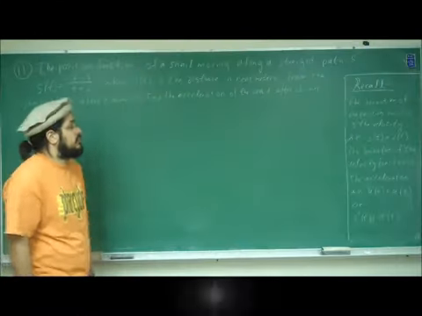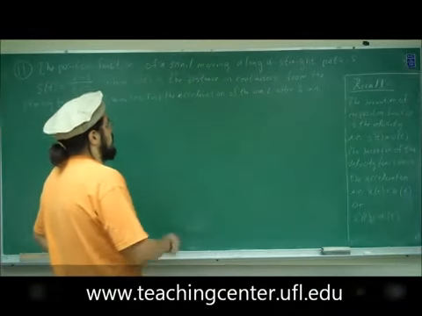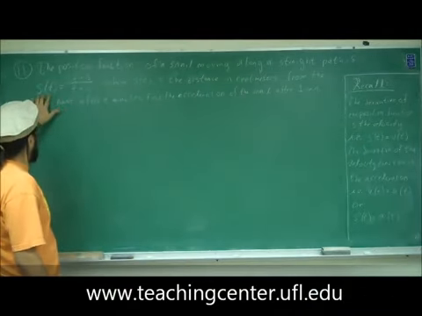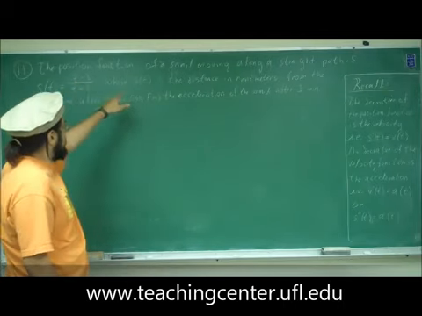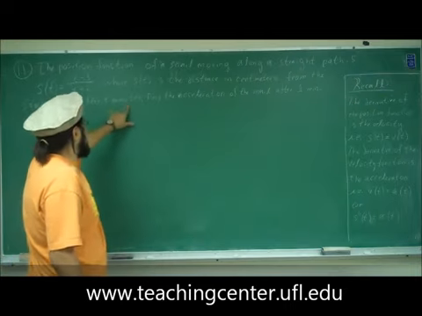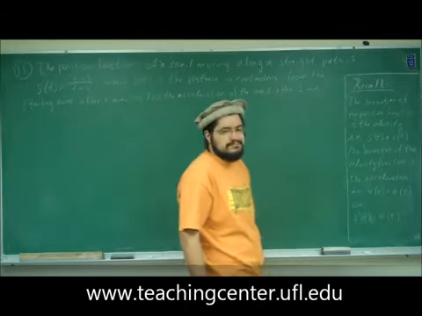So this is problem 11. 11 reads, the position function of a snail moving along a straight path is given by this function. S(t) for position is (t - 3) divided by (t + 2), where S(t) is the distance in centimeters from the starting point after t minutes. Find the acceleration of the snail after 1 minute.